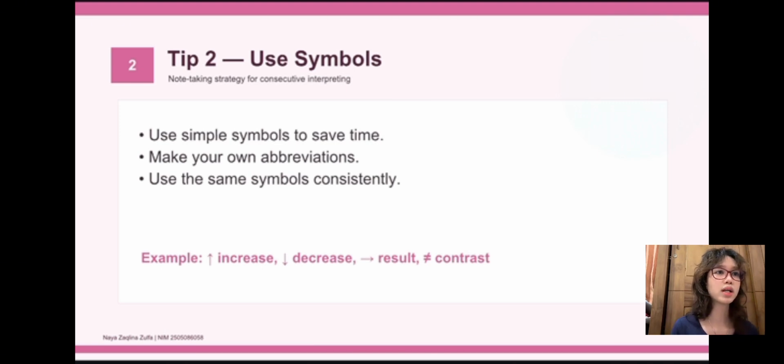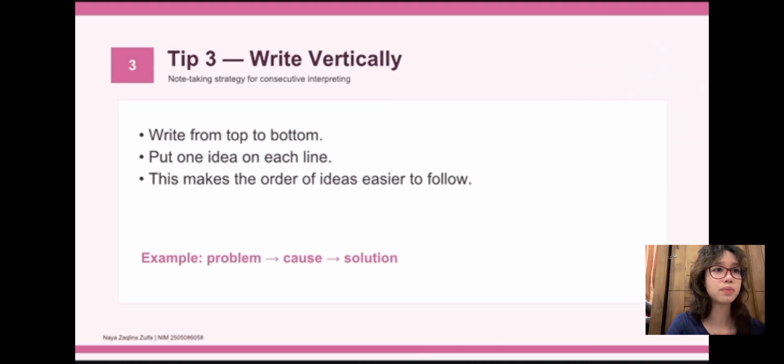Besides symbols, we can also use abbreviations. For example, we can write GOVS for government, edu for education, or info for information. The important thing is that we understand our own symbols and abbreviations. We should also use them consistently because if we keep changing the symbols, we may get confused when reading our notes.